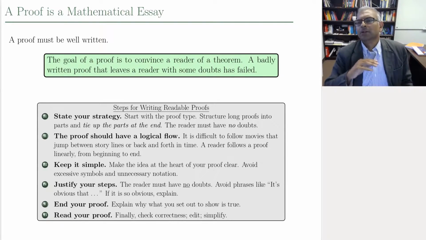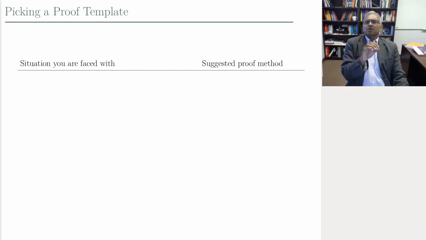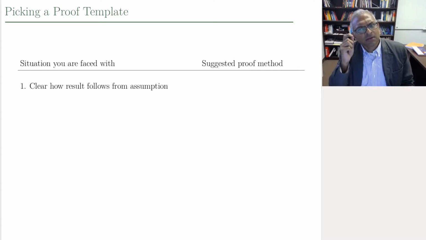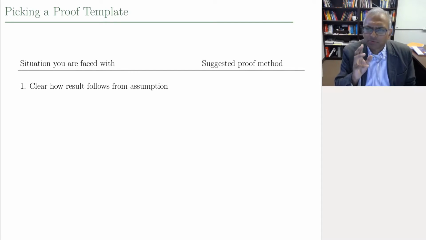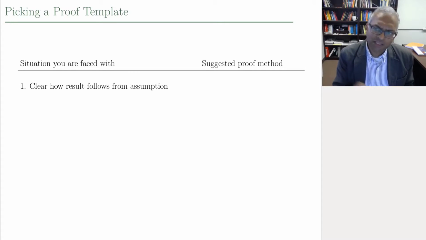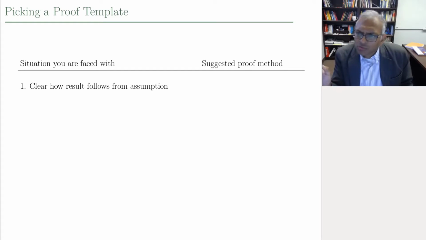Now let's talk about picking a proof template, so picking a kind of proof. There's some creativity there. There's something to be said there. So what I'm going to do is present you with a situation, and I'm going to suggest a proof method. We're mostly talking about implications, but all kinds of other proofs also crop up. So let's start with an implication, P implies Q. We typically say that P is the assumption and Q is the result.